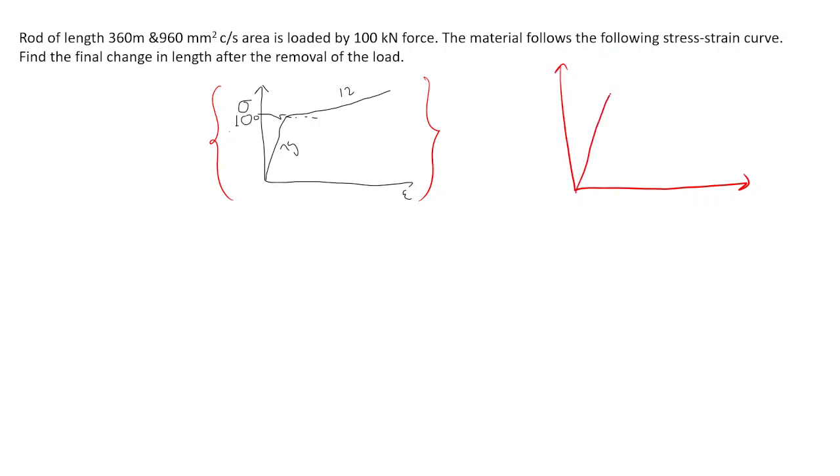So this is the problem, and till here, till 100 megapascal, it's linearly varying, and the Young's modulus is 75 GPa here. Okay, and after this, its Young's modulus got changed. It became 12 GPa only. Okay, got the problem or not? Stress, strain, same problem. Find the final change in the length after the removal of the load.